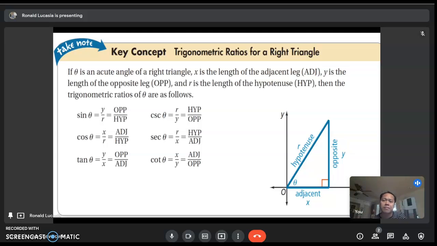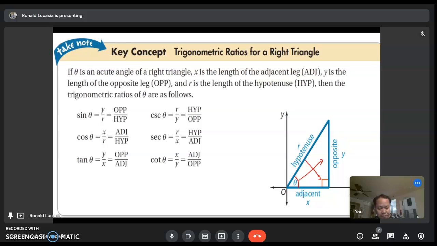The next concept is the trigonometric ratios for a right triangle. Given this illustration, the hypotenuse is always the longest side, opposite the 90-degree angle. If the angle is on this part, then this is the opposite, and our x will be the adjacent side. Y, rather, will be the opposite side.